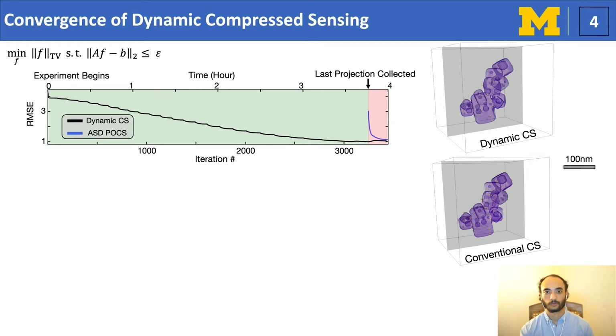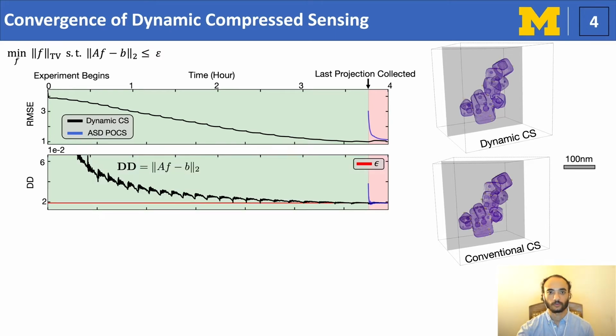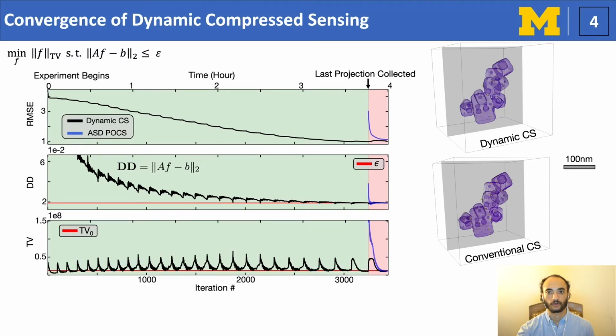However, in reality, we won't be able to directly measure the object's error in an experimental setting, and we must assess convergence from the behavior of the two terms in the cost function. First, the data distance, or the Euclidean distance between the reprojections and the experimental data. The goal of the algorithm is to keep this distance within a specified tolerance, epsilon, and once that constraint is met, the algorithm aims to minimize the object's TV. That leads me to our second metric, total variation.